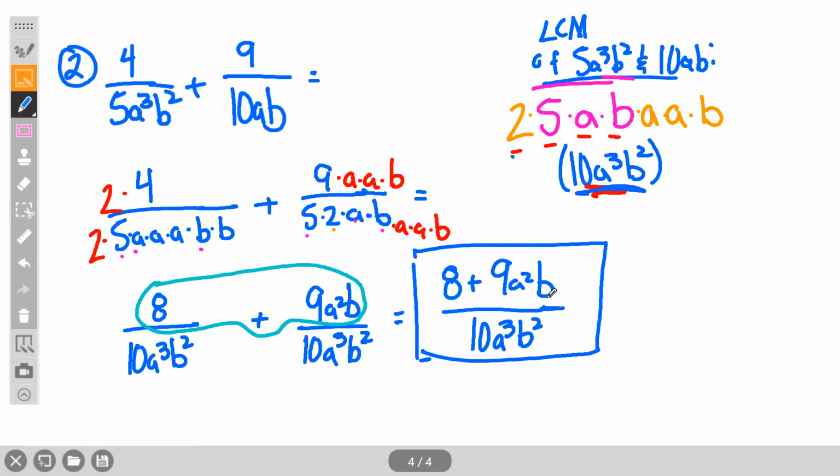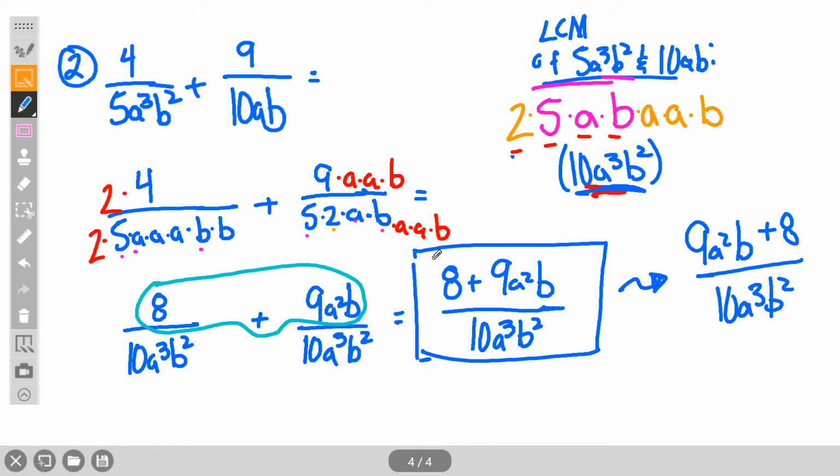Now, you may want to put this in standard form. The 9a squared b would come first and the plus 8 would come after. This is how I would write it, but I wouldn't consider the other way wrong. Variables should come before terms that don't have variables.